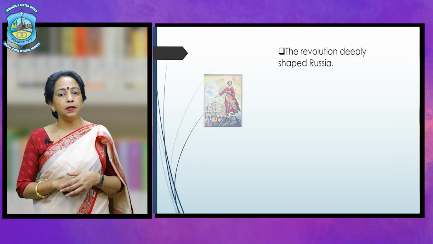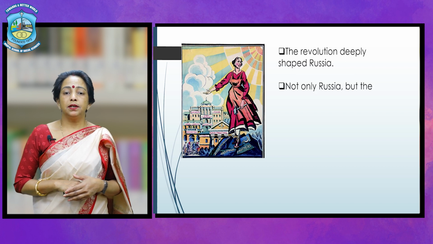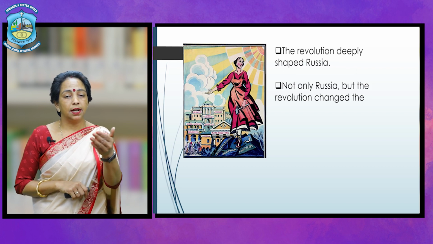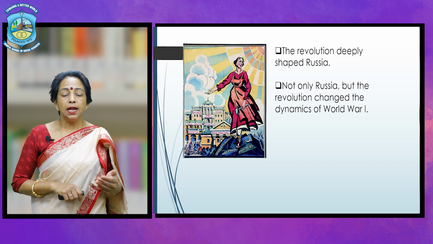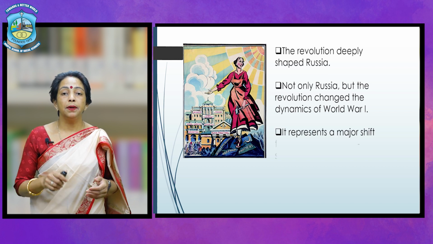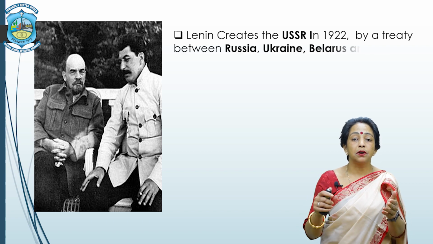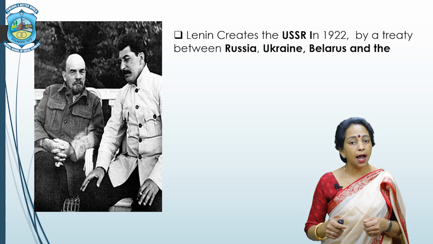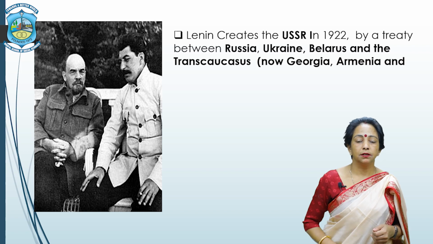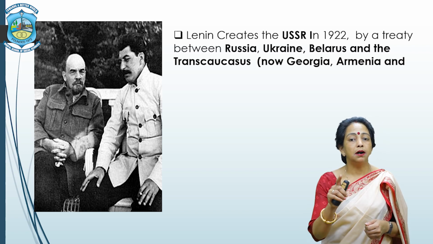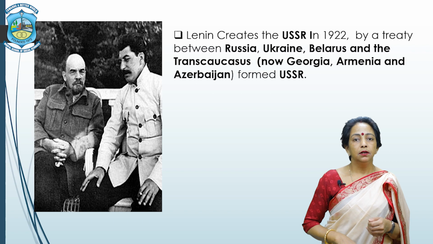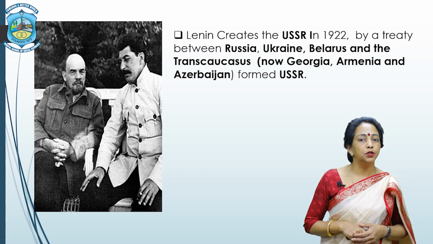The revolution deeply shaped Russia. Not only Russia, but the revolution changed the dynamics of World War I. It represents a major shift from empire to nation state. How was that USSR created? Let's see. Lenin created the USSR in 1922 by a treaty between Russia, Ukraine, Belarus and the Transcaucasus, now known as Georgia, Armenia and Azerbaijan. So all these countries altogether formed the USSR.